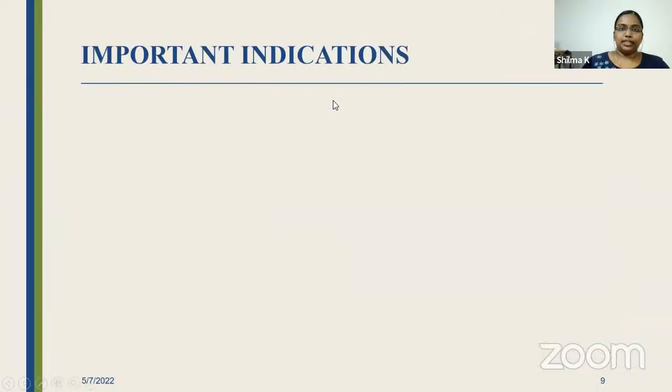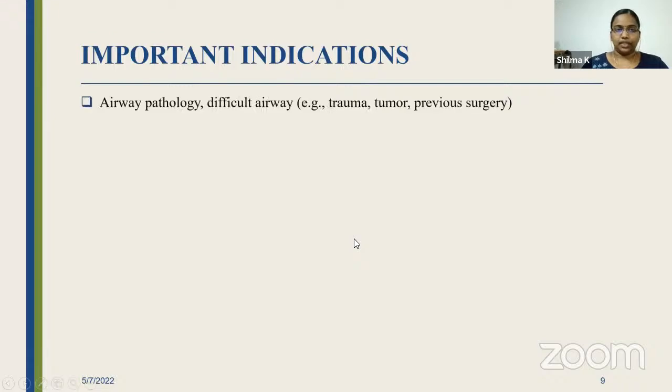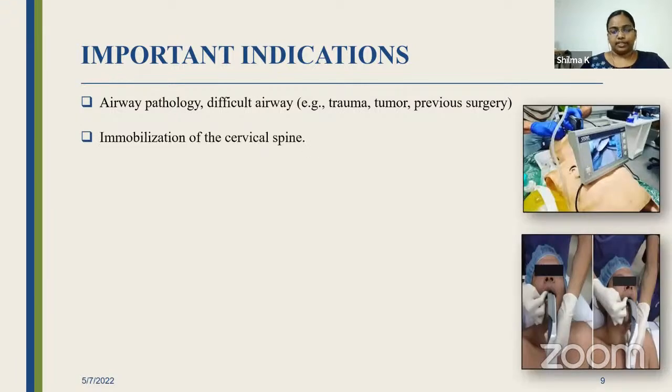What are the important indications of video laryngoscope? In airway pathology, difficult airway like in trauma, tumor, and previous surgeries, and in immobilization of cervical spine, education, teaching, and purpose of documentation.